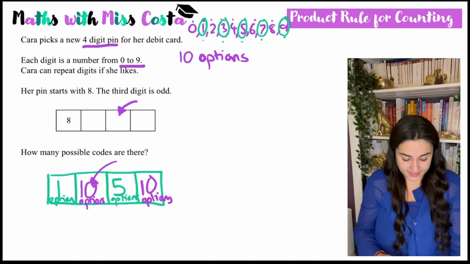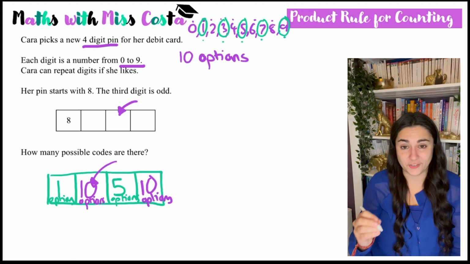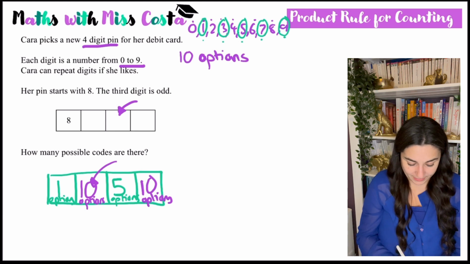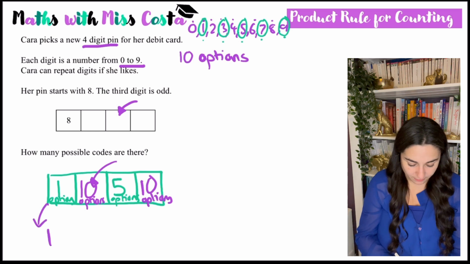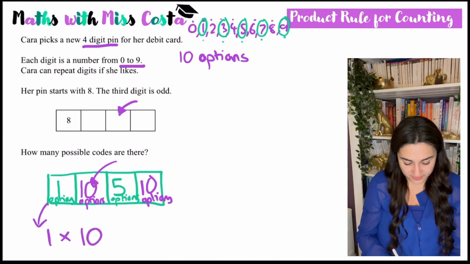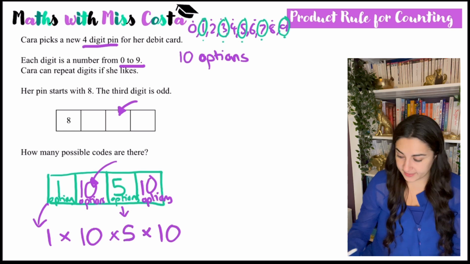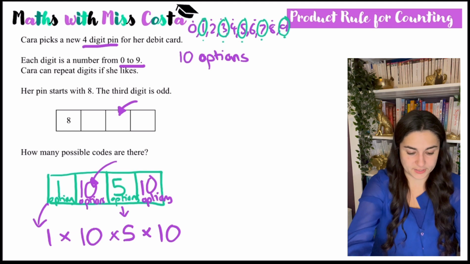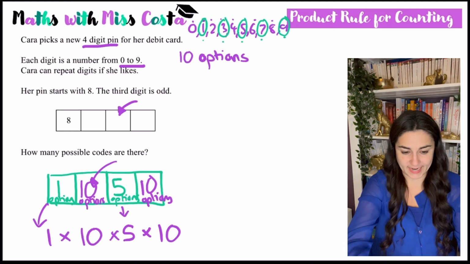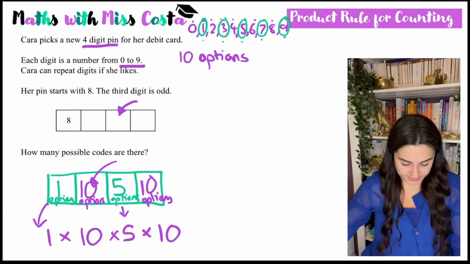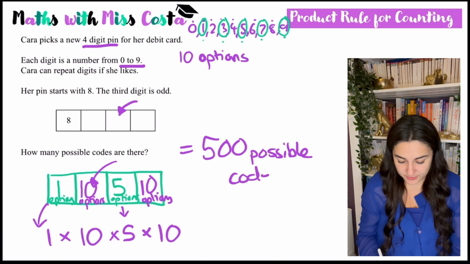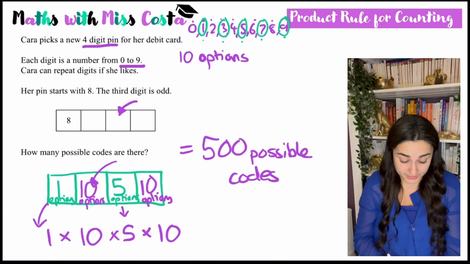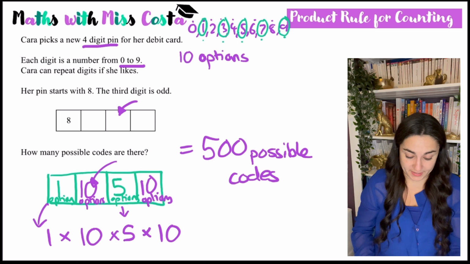But the point is that each option can be multiplied by each other option. So with the product rule, I just figure out how many possible options I have to work out the total combinations. Here I've got 1 that can be combined with 10 different options, which can then be combined with 5 different options, and finally with 10. So I'd do 1 times 10 times 5 times 10, which is 500. So there must be 500 possible codes. To do these kinds of questions, you just figure out how many possible options there are and you multiply all of the possibilities.